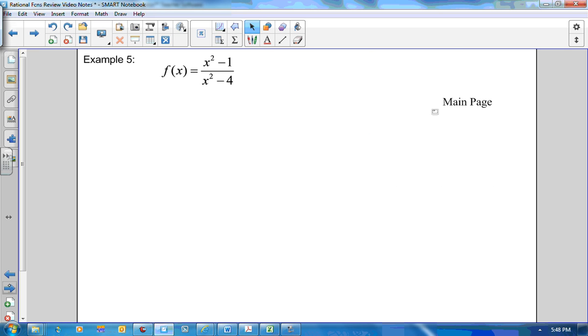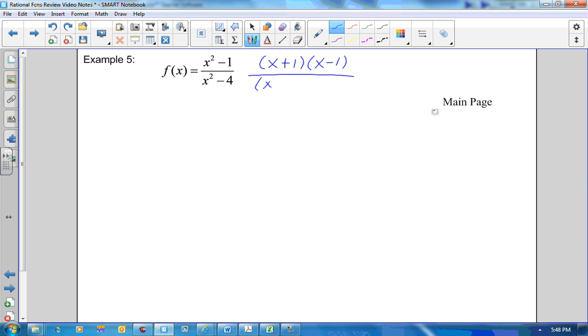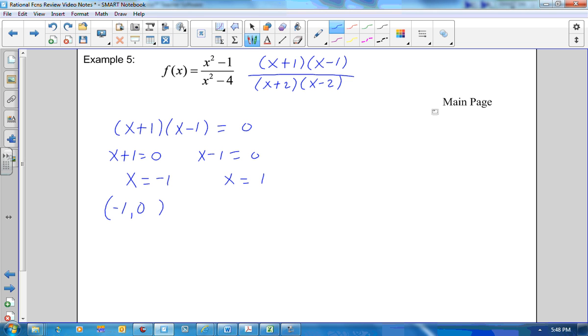All right, let's look at our next example. Again, we have some factoring to do. So my numerator is a difference of 2 perfect squares, which factors into the quantity x plus 1 times the quantity x minus 1. My denominator factors into the quantity x plus 2 times the quantity x minus 2. So the zeros of this rational function will be any values of x that make the numerator equal to 0. So I get x plus 1 equals 0, x minus 1 equals 0. So I see that I have x equals negative 1 or x equals positive 1. So I have an intercept at negative 1, 0 and at 1, 0. Since there were no common factors in the numerator and denominator, I don't have any holes.